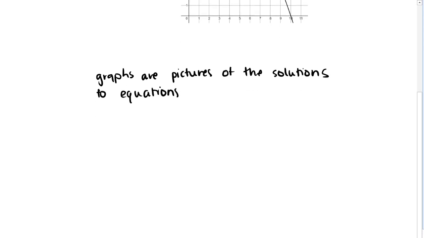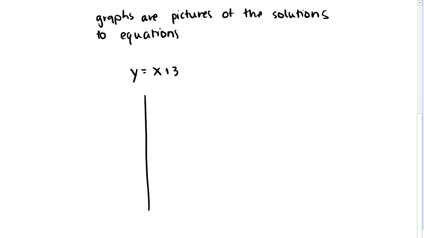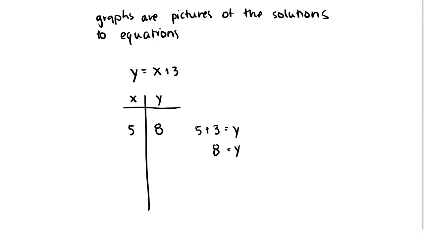Right, so for example, I'm just going to make an equation up off the top of my head. If I have y is equal to x plus 3, and I find some solutions to this equation, what are some solutions? Well, if I have x and y, and I let x be 5, then what does that make y? Here I would plug in 5 for x, add 3, and figure out that the only way this would be true and I would have a solution is if y was equal to 8. So 5 for x, 8 for y makes that equation true.